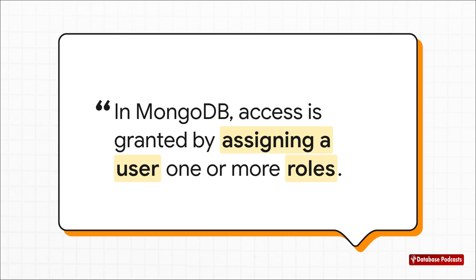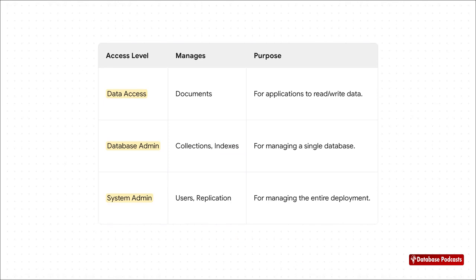Instead, access is granted by assigning a user one or more roles. And a role is really just a convenient pre-packaged bundle of permissions. The good news is MongoDB gives you a ton of helpful built-in roles right out of the box. They kind of fall into a few main categories. You've got your basic database user roles, things like read or read-write, which are perfect for your applications. Then there are database admin roles for people who need to do things like manage indexes or other users, but only for one specific database. And finally, you have the super powerful cluster admin roles for managing the entire cluster, like adding new servers. You just pick the role that makes sense and assign it.